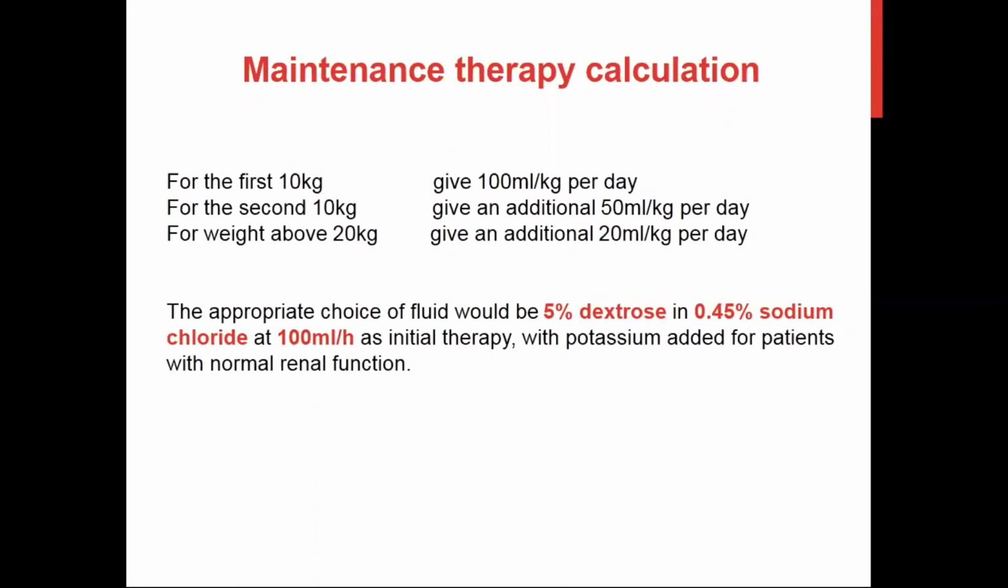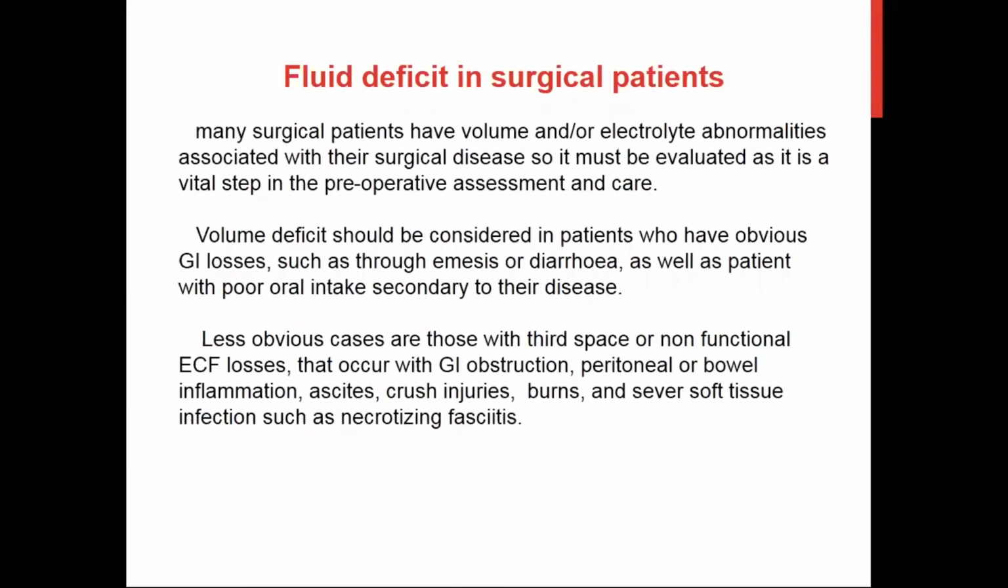5% dextrose is preferred, as we said, in the appropriate volume, or half saline as initial therapy, with potassium added for a patient with normal renal function. This is maintenance therapy in a patient with surgery.